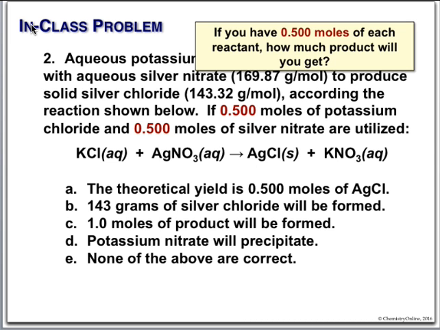1 mole of product will be formed? No, we just made the argument. It's going to be half a mole. Potassium nitrate will precipitate? No way. If you even look at the equation, silver chloride's a solid, and this stays in aqueous solution. So the only one here that works is the theoretical yield is half a mole. And once again, we have half a mole of this, half a mole of that. We get half a mole of these guys. Any questions?